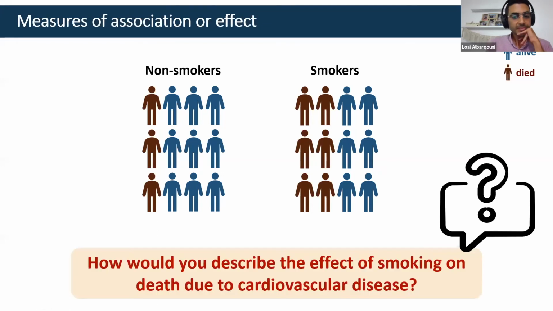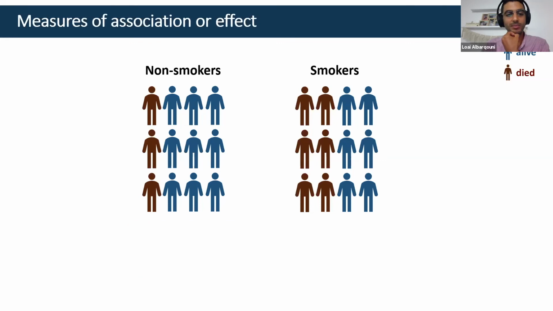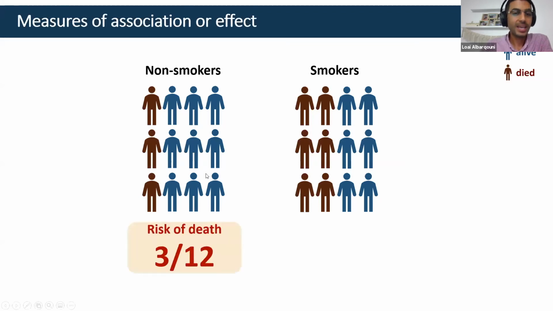How would you describe the effect or the association between smoking and death due to cardiovascular disease? How would you describe the proportion of people that died due to cardiovascular disease in the non-smoker group? Yep, 3 out of 12, which is exactly 25% or 0.25. So about 1/4 of non-smokers died due to cardiovascular disease.